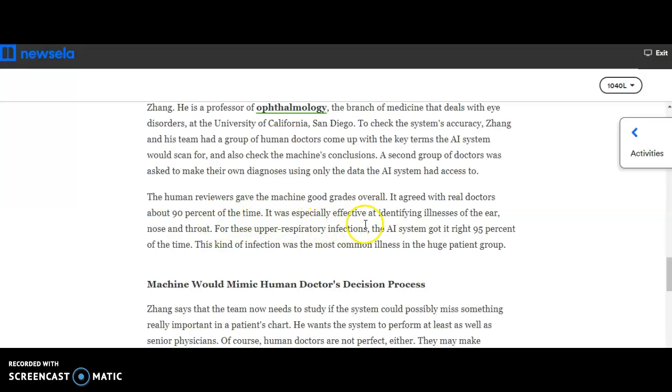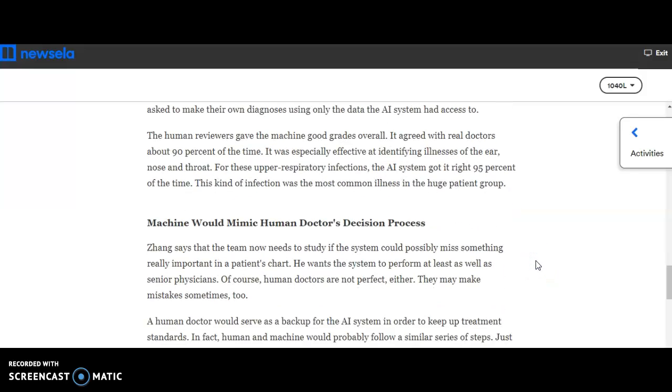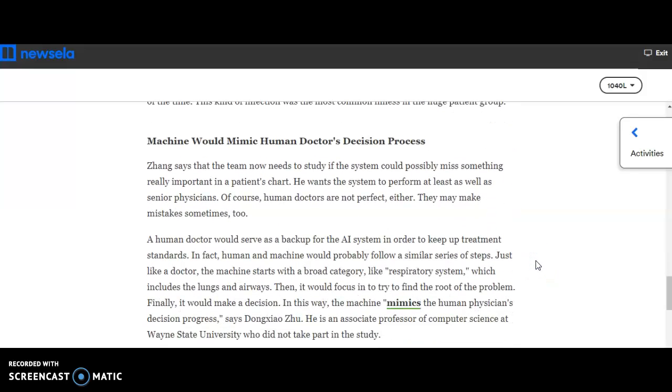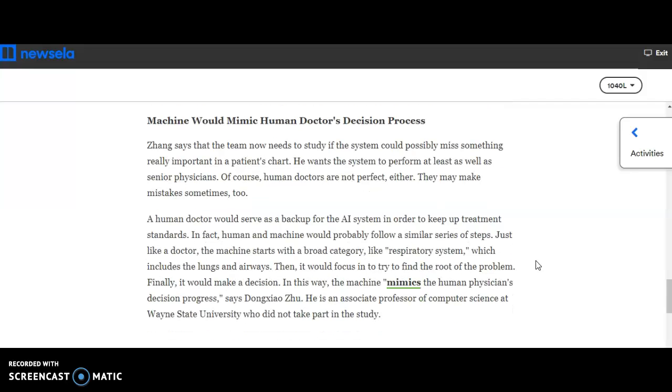It was especially effective at identifying illnesses of the ear, nose, and throat. For these upper respiratory infections, the AI system got it right 95% of the time. This kind of infection was the most common illness in the huge patient group. Okay, again, keeping in mind, what do you think the main idea of this article is? Because that's what we're looking for.